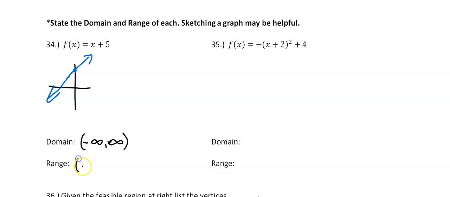It goes down forever, so it starts at negative infinity. It goes up forever, so it goes up to positive infinity. And again, parentheses because I'll never actually equal those values.